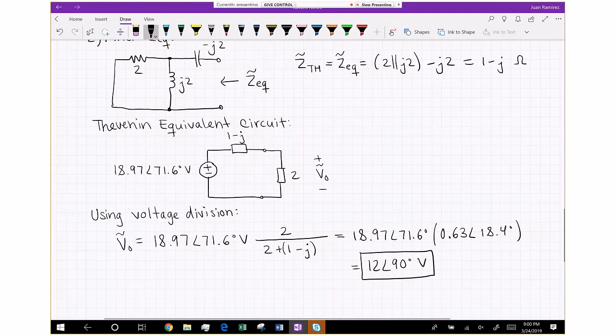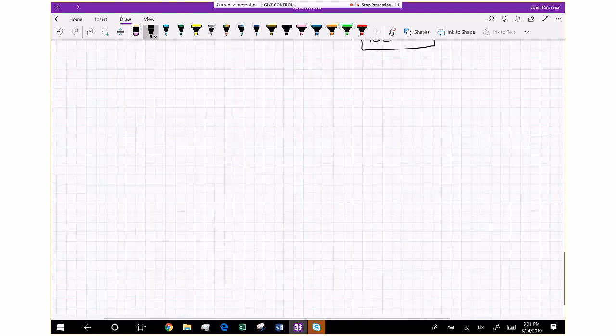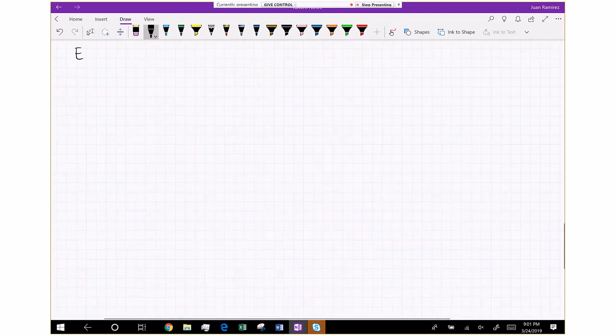All right. Now let's take a look at the same example again, but using Norton's theorem. Okay, so again, I'm going to draw the circuit.